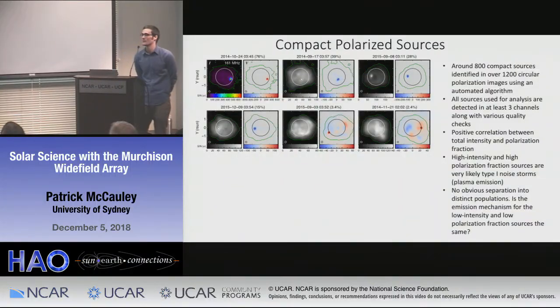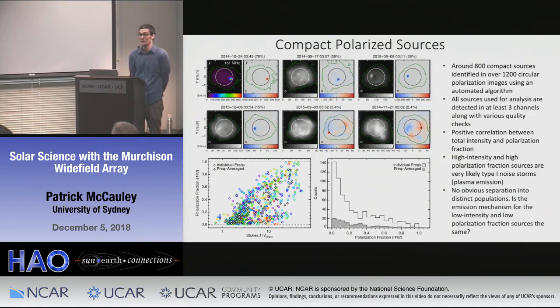The most common type of feature that we see in these circular polarization images are relatively compact sources around the size of the beam. We developed an algorithm to automatically pull these things out. We got around 800 of them in 1,200 observations or so, and all of these are detected in at least 3 different frequency channels. The interesting thing that we have is a positive correlation between the total intensity and the circular polarization fraction. So as the things get brighter in total intensity, their polarization fraction also tends to increase.